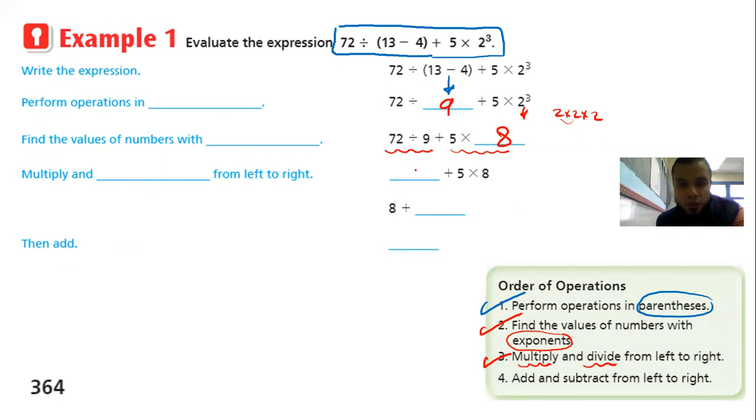Where should I start? I should start with 72 divided by 9 because we go from left to right. 72 divided by 9 equals 8. And 5 multiplied by 8 equals 40. The last thing, do you have addition or subtraction? Yes, I have addition. 8 plus 40 equals 48.